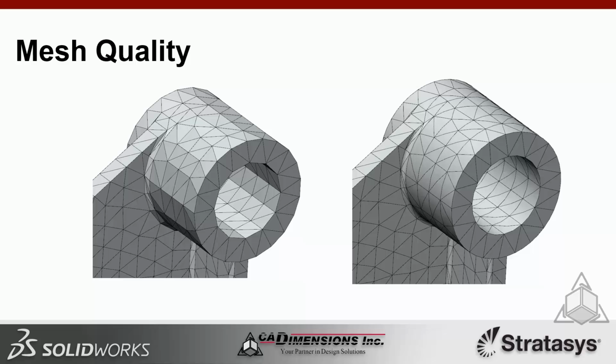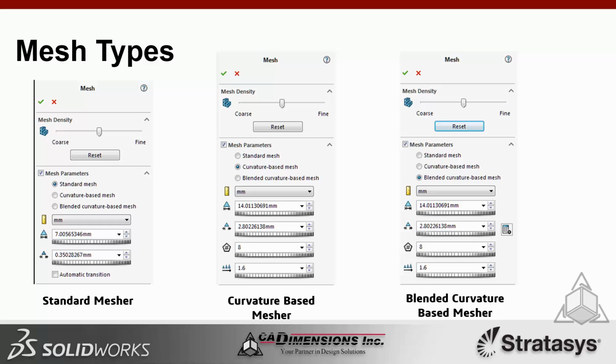So speaking of mesh creation, let's take a look at our options. SOLIDWORKS simulation offers 3 different meshing algorithms to determine a mesh for our models: standard, curvature-based, and as of SOLIDWORKS 2016, blended curvature-based mesh. The standard mesher allows you to specify a global element size with a plus or minus tolerance. It will attempt to make every element in the model fit these criteria.